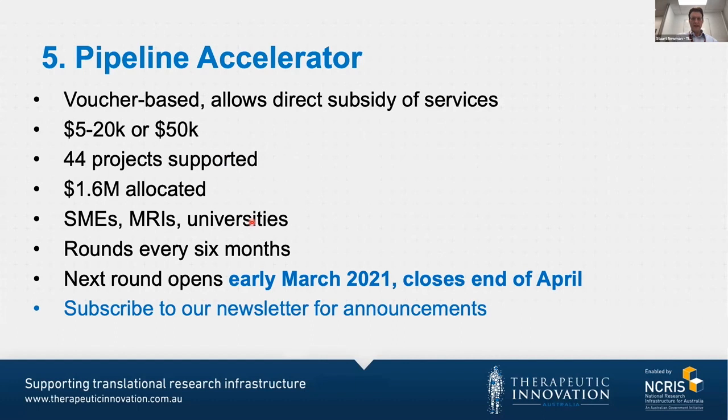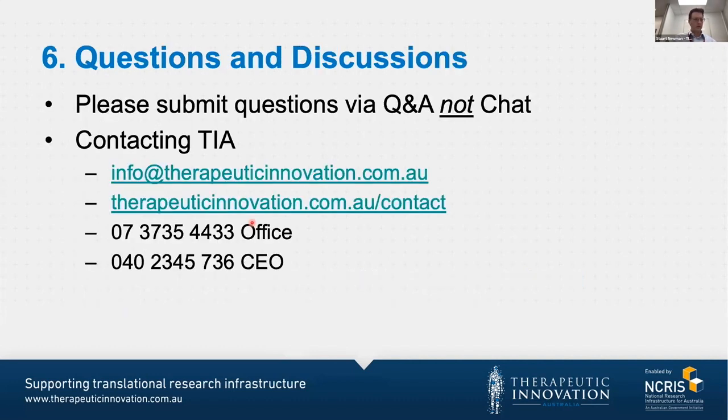We are running schemes every 6 months. We're shortly going to announce the results of one scheme, and our next round will open early March of next year and will close at the end of April. So now is probably a good time to make contact with the facility if you're looking to apply for an accelerator scheme voucher. And you can subscribe to our newsletter for announcements on the guidelines, when they'll be available, and general dates and times.